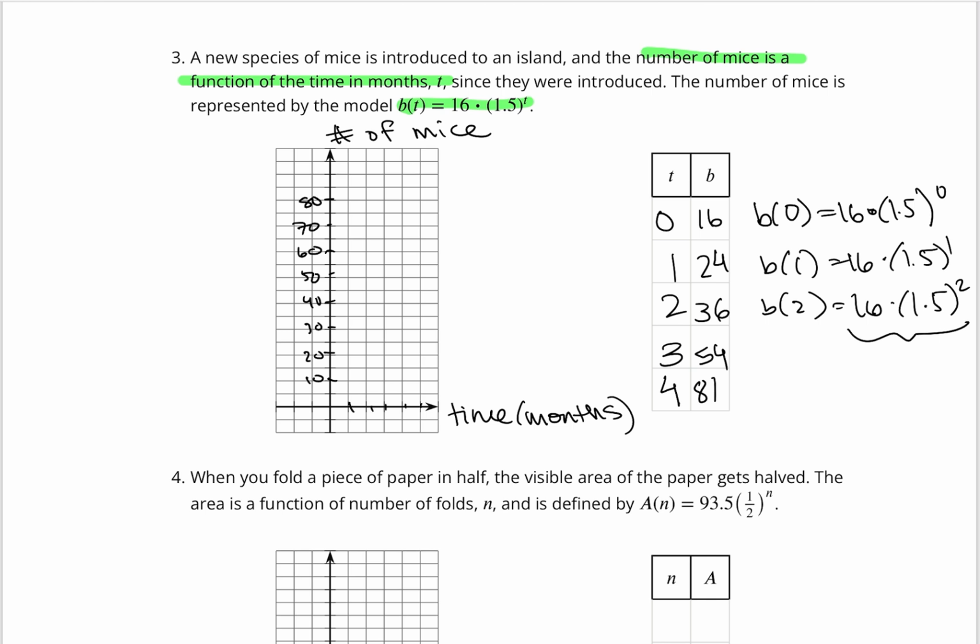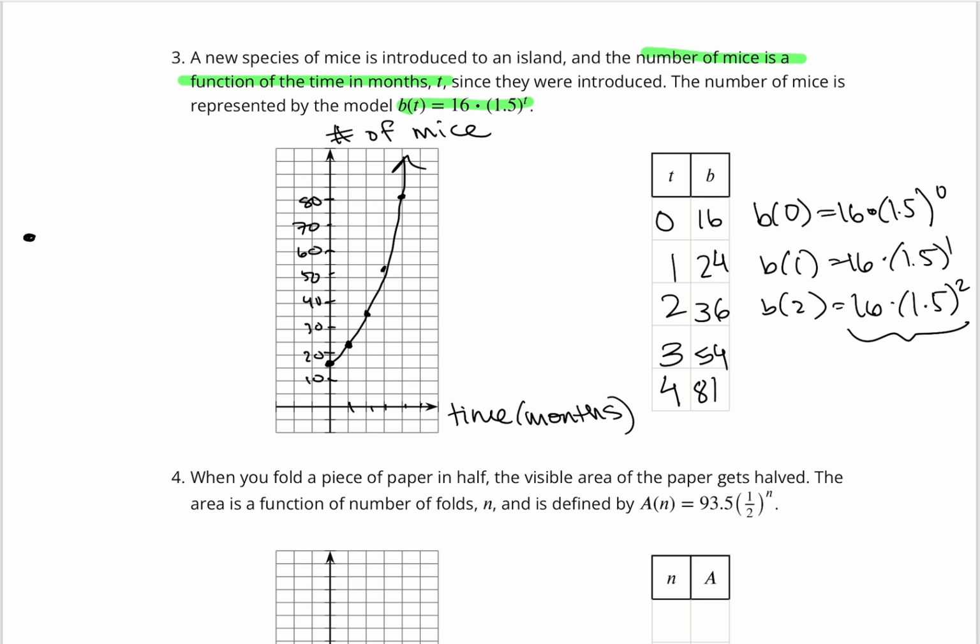So at month 0, when we start, we have 16 mice, and then month 1, we have 24. Month 2, there are 36. Month 3, there are 54. Month 4, there are 81. 1, 2, 3, 4, all the way up here. So I can see it's exponential. It's starting to increase as it increases. Now, I connected the dots there.